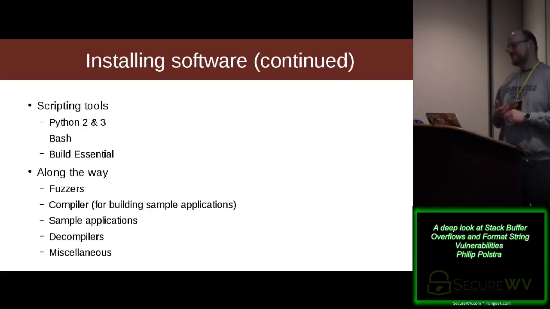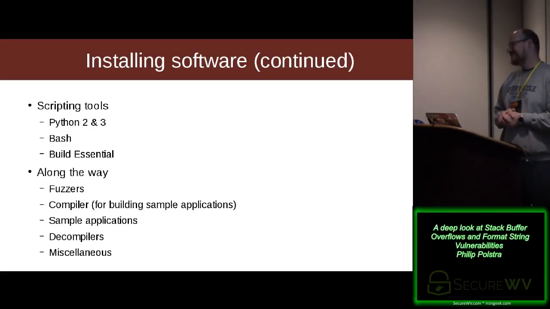They're probably going to accept stuff over the network. You can easily translate what we learned today into that kind of situation. So there are network fuzzers, command line fuzzers, different kinds of tools out there for that. So of course you're going to need a compiler and some sample apps.